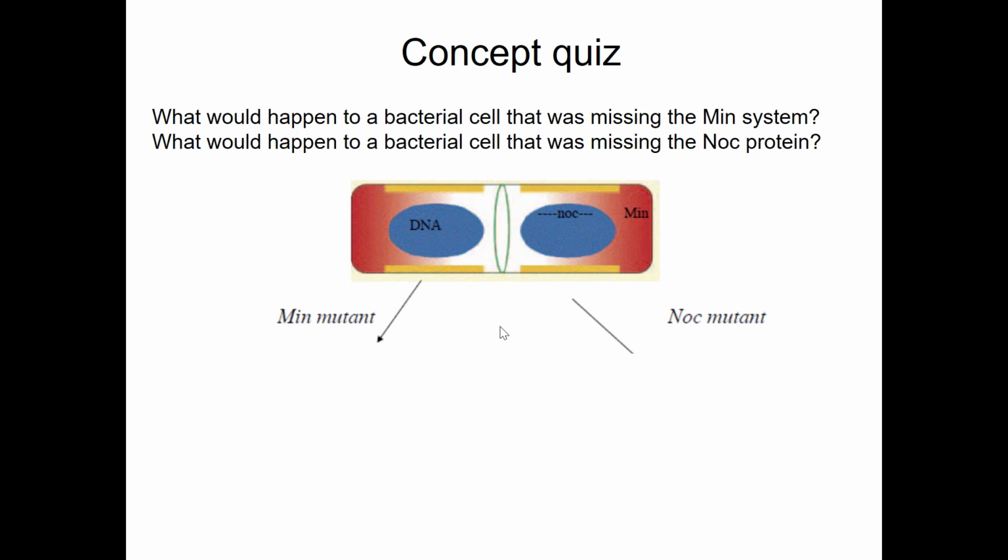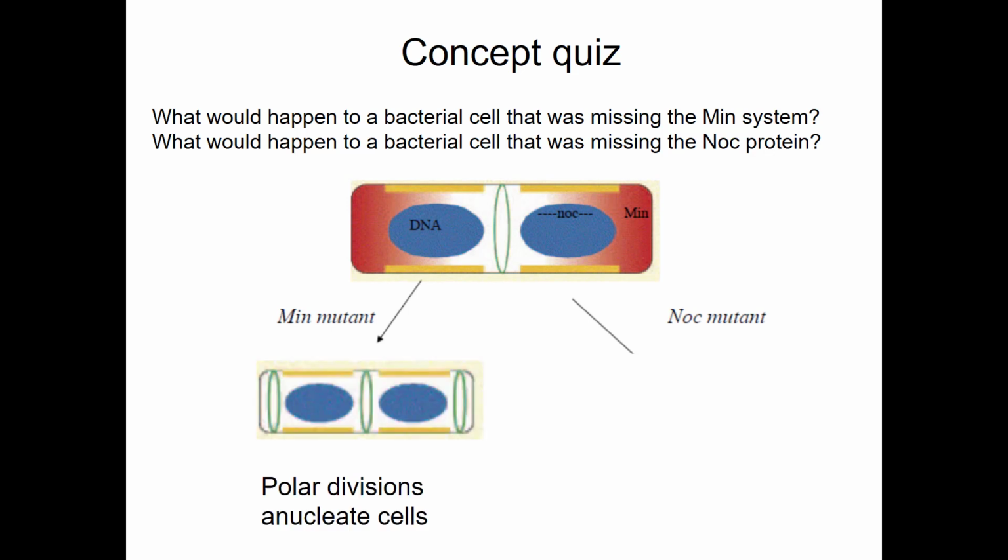For a cell that was missing the min system, remember, min allows FtsZ to be inhibited at the poles of the cells. So what would happen is you would see polar divisions, so both at the mid-cell and at the cell poles, and you would get what we call anucleate cells, or these teeny tiny little cells without any DNA inside of them. These would not be viable.